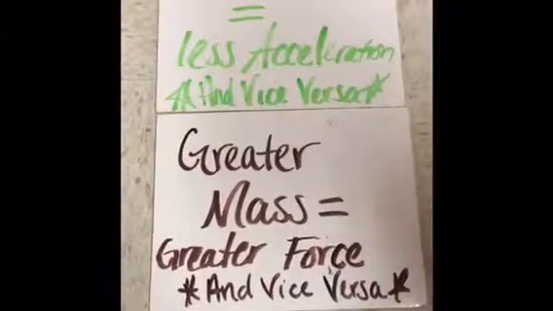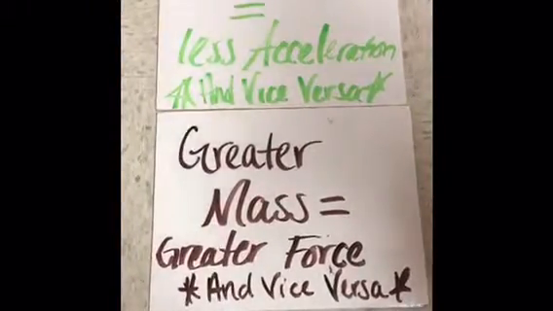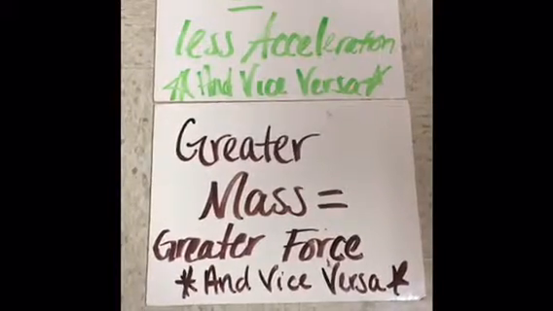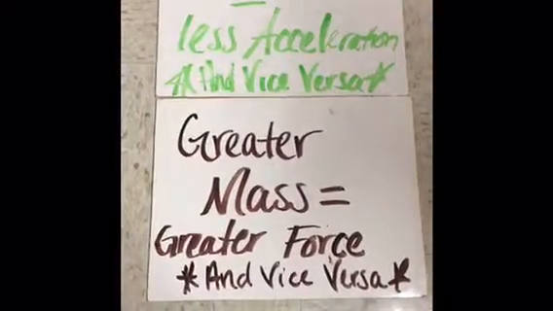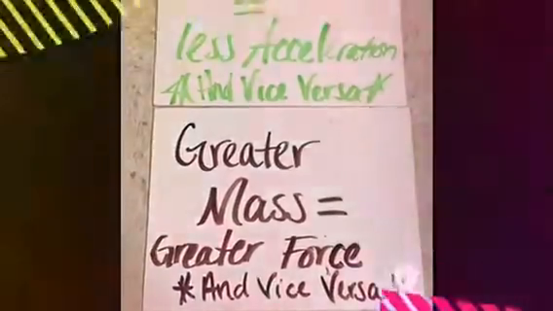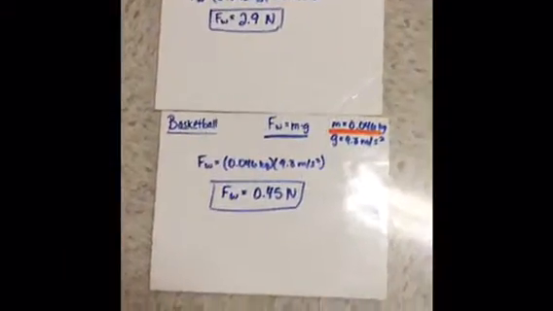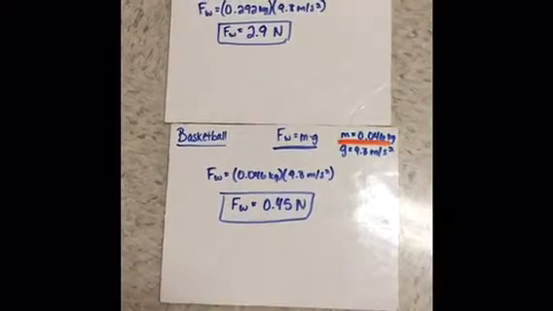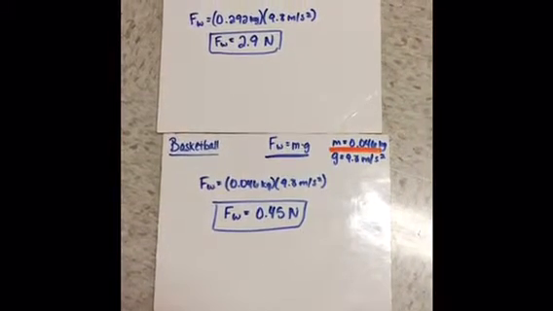The greater the mass, the less acceleration, because they are inversely proportional, and vice versa. The greater the mass, the greater the force, because these two are directly proportional, and this is also vice versa. Since the mass of the volleyball is greater than the mass of the basketball, it will take a greater force to push down the volleyball.